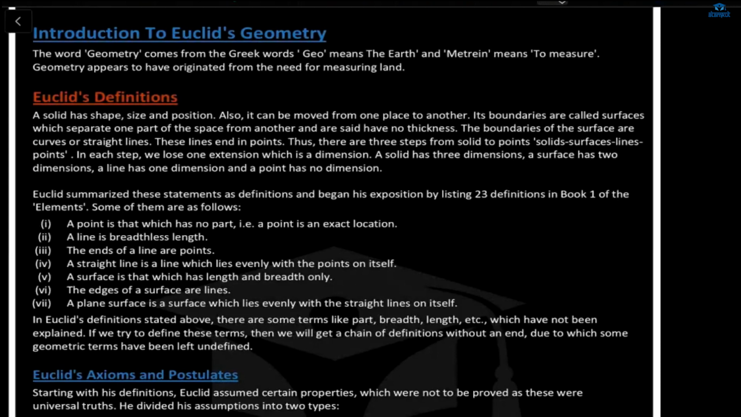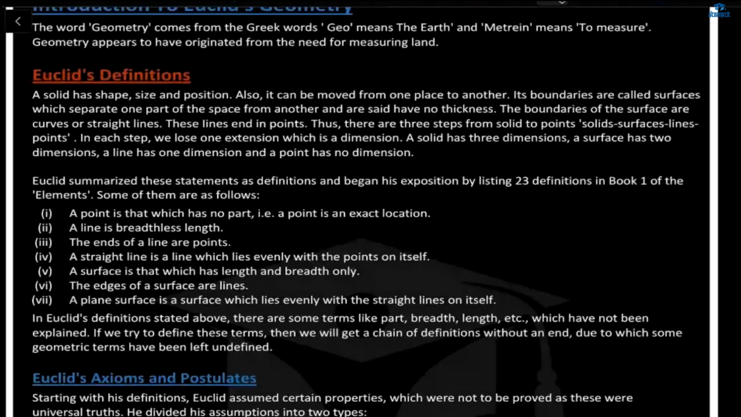If you see the first definition, a point is that which has no part. A point is that which has no part, that is, a point is an exact location. When you draw a point, that is a single thing, a single dot. So that is telling you an exact location. It does not have a huge line. There are so many joined points in a line.